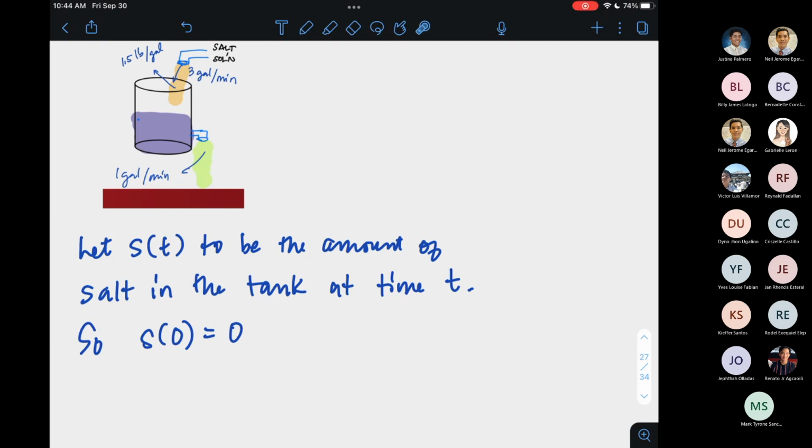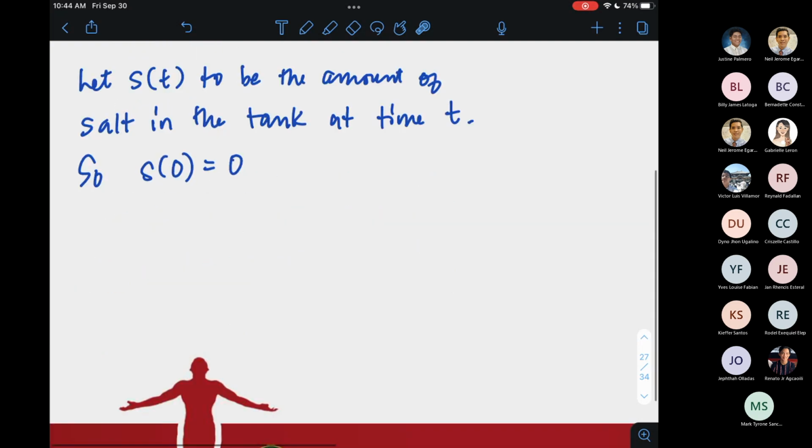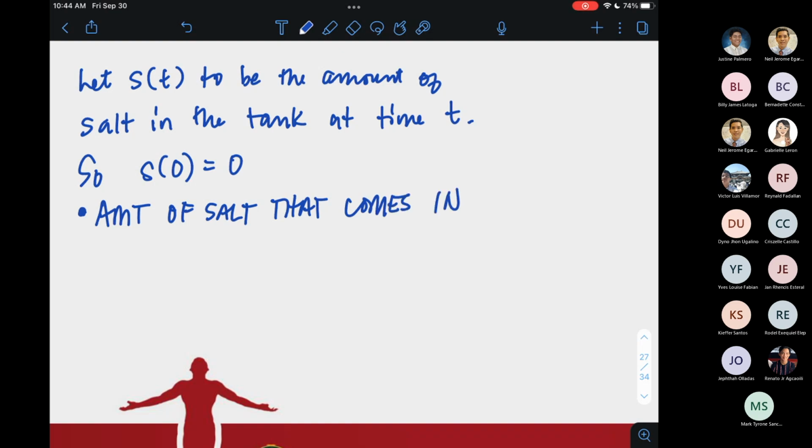Ano yung susunod kong kailangang computin? Well, we need to take into account how much salt comes into the tank at any given point, right? So, tingnan natin yung amount of salt that comes in. Or basically, yung rate na lang siguro. Rate of the salt. Yeah, tingnan ko na lang yung rate. Tawagin ko siyang rate in. Gaano kabilis yung pagdagdag ng salt doon sa solution?